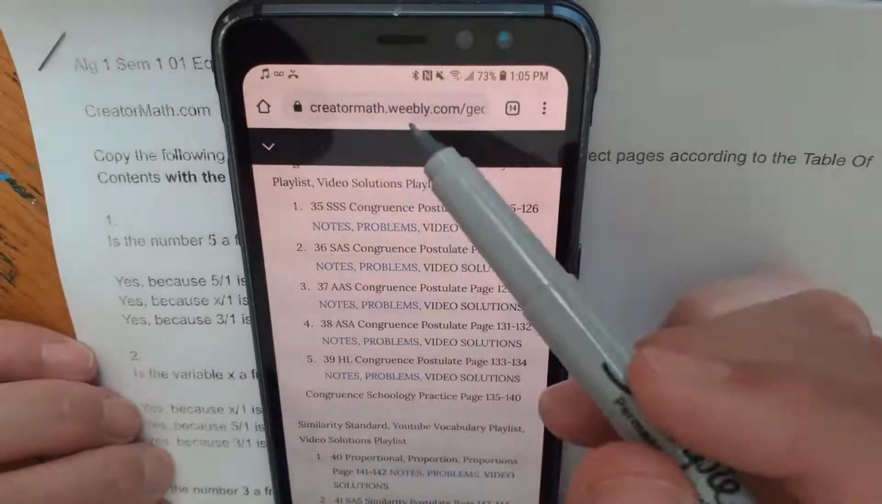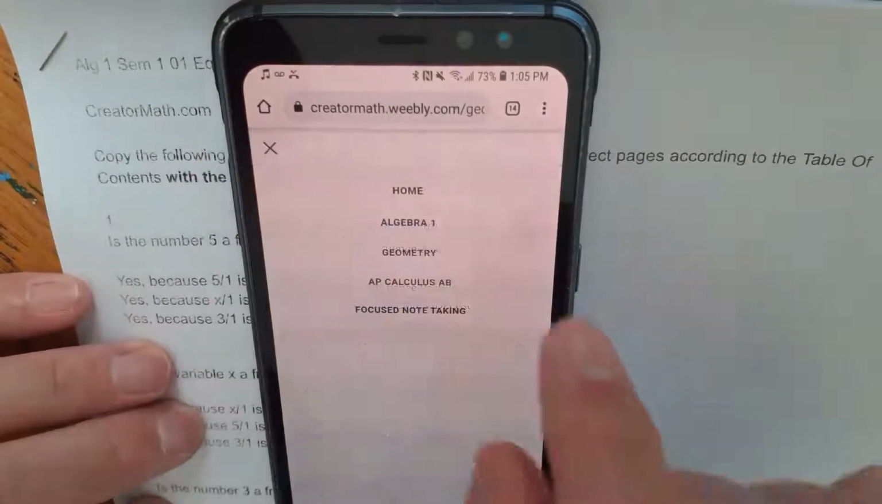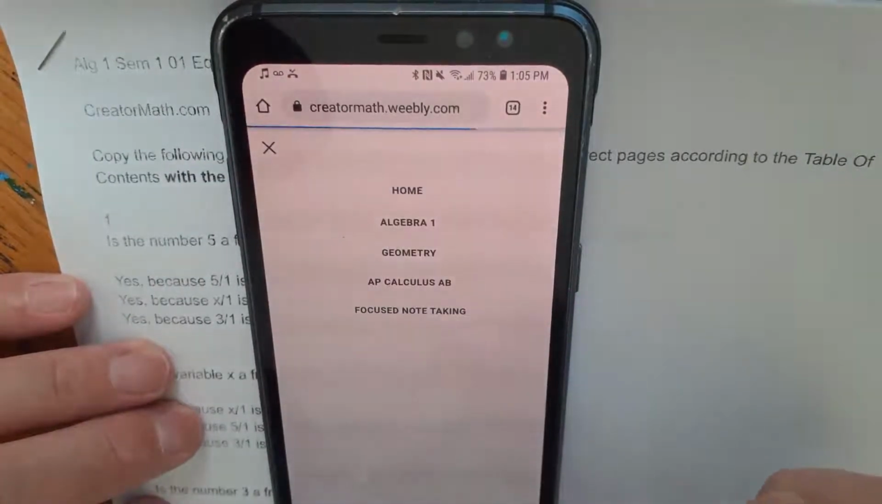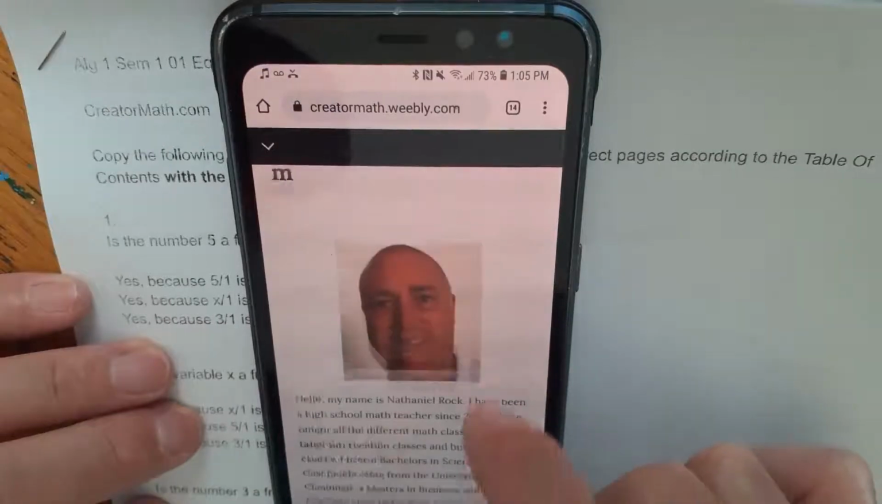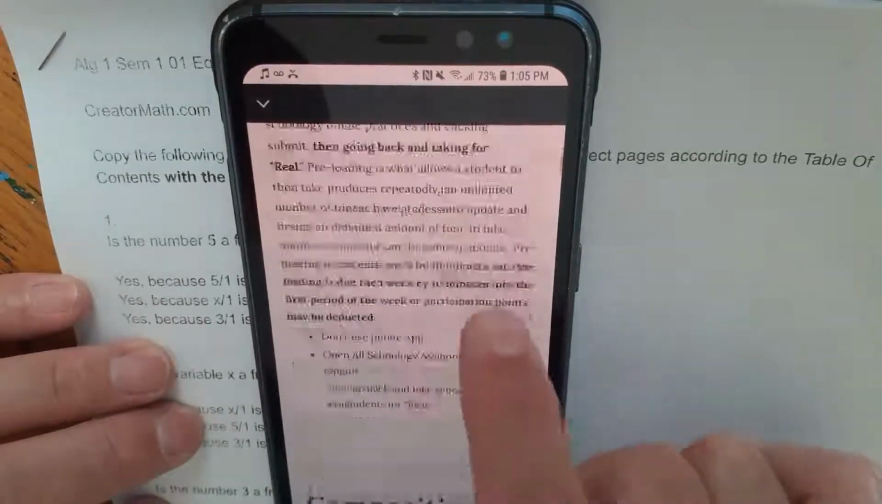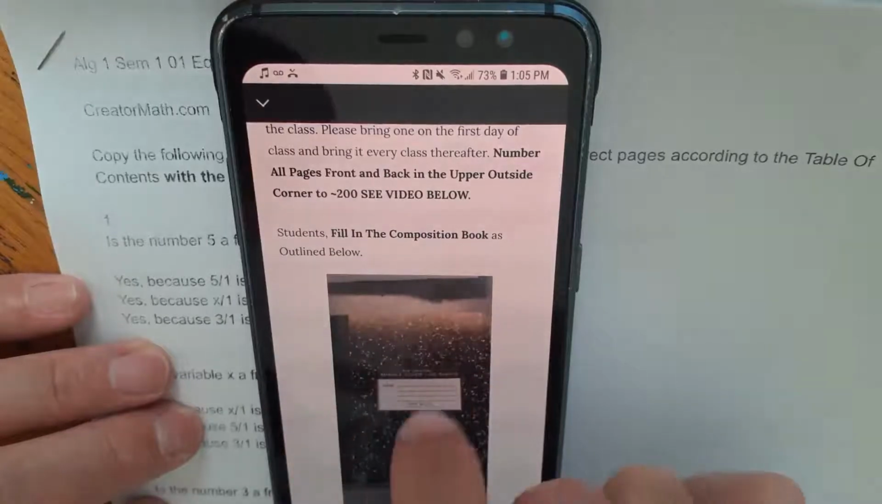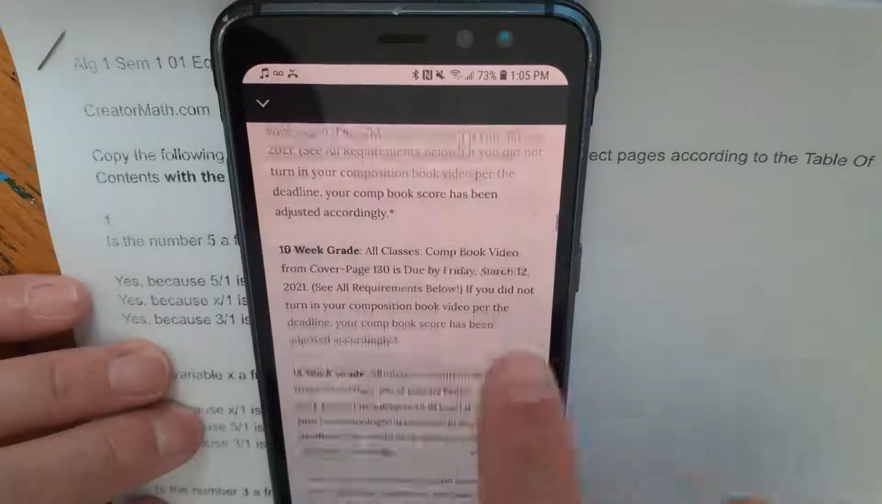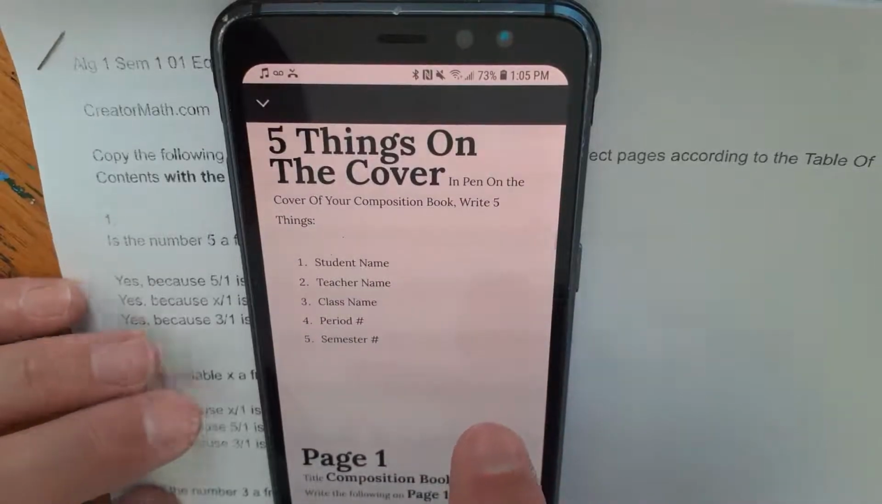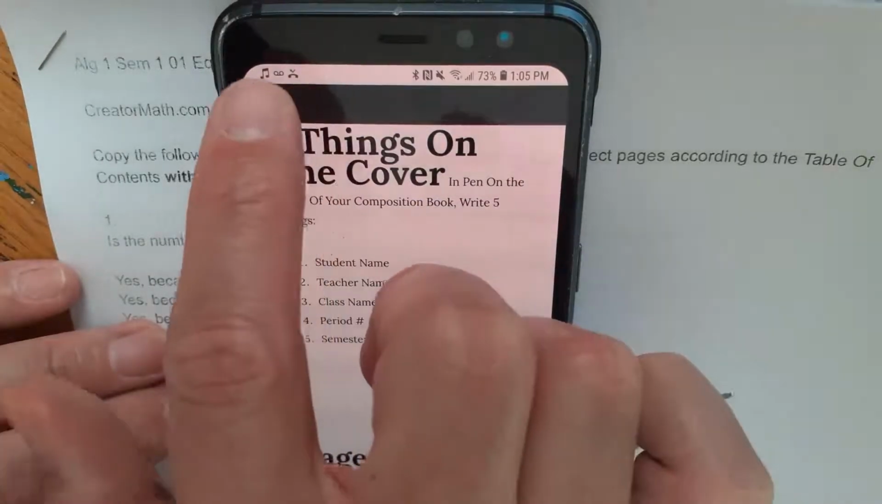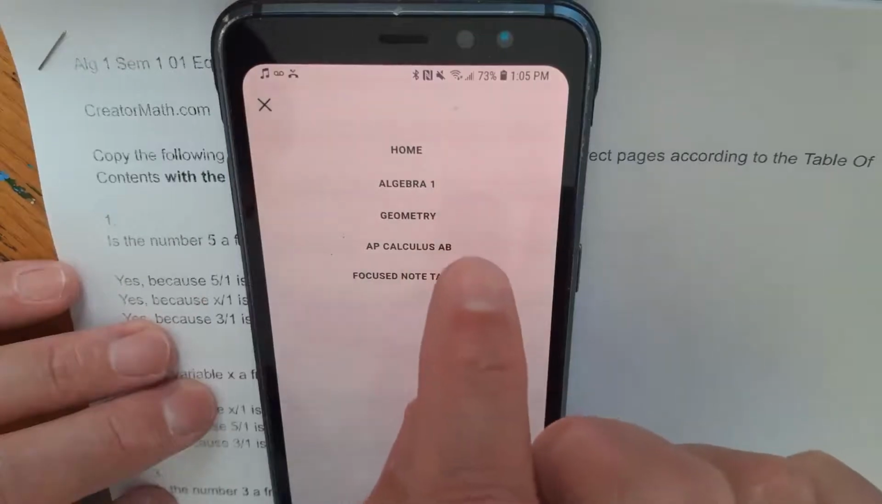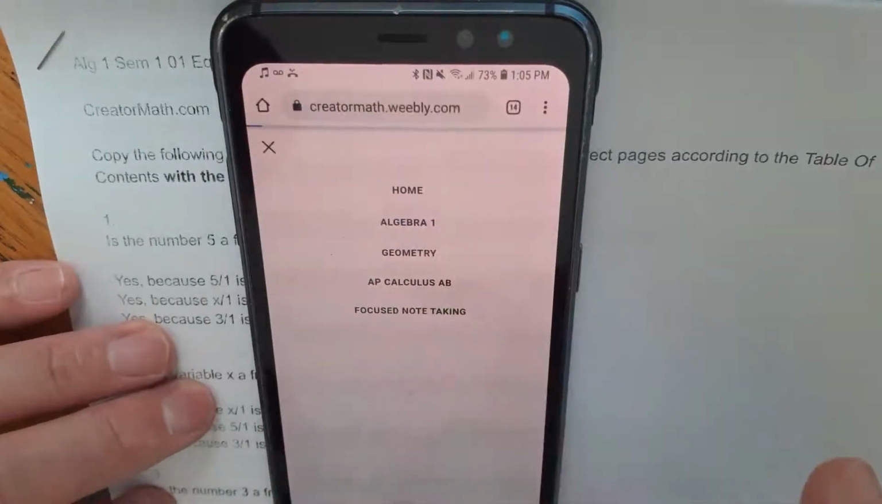Here's the website, creatormath.weebly.com. The home page should look like this. Scroll down from this home page and make sure you can find composition book. If you're having trouble with anything on the composition book, just follow the directions, watch the videos, and follow the due dates. If you don't have 100% on that book, then it's because you're not doing something on this list. Just go back and find it and make it right, and we will regrade it.